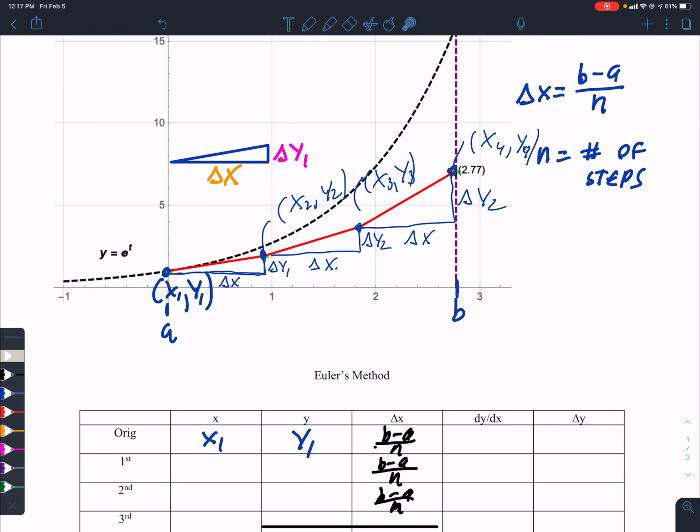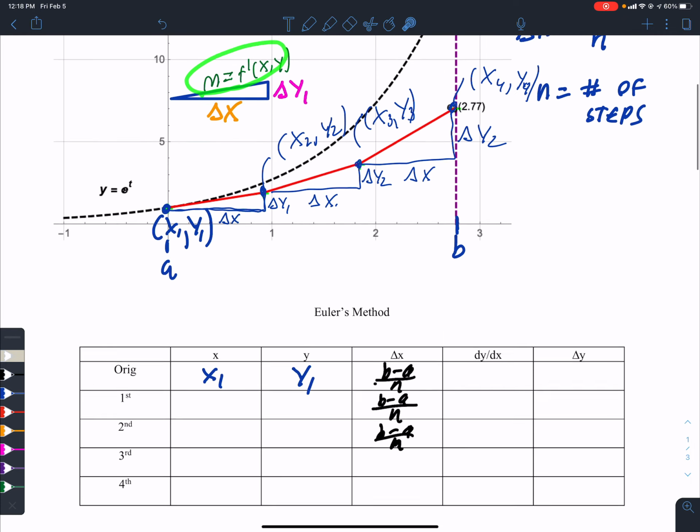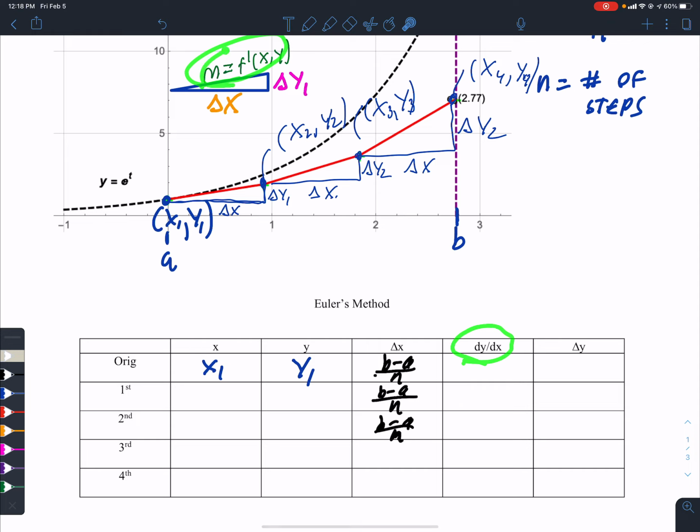So look at this triangle. And the question is now going to be, what is the slope of this line? And since it's a tangent line approximation, the slope is going to be the derivative at that point, right? So here is the kicker. Here is where all the fireworks fly. The slope of that line is rise over run, delta y over delta x. So we can find the slope of this line by getting the derivative. That's what we do here. We find the derivative, and that's the slope of that line.